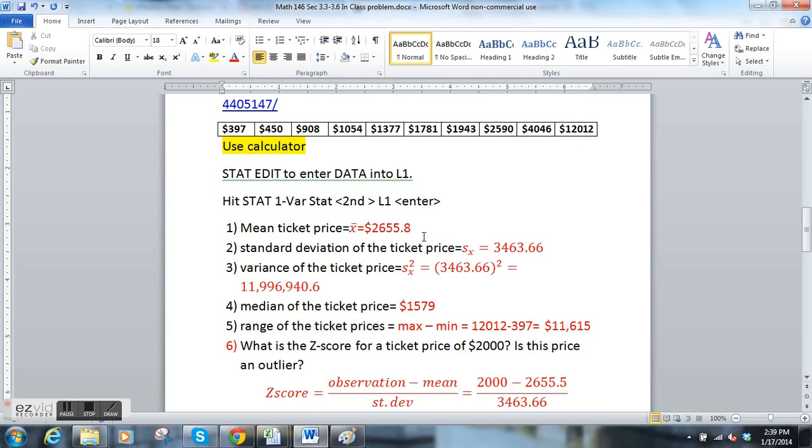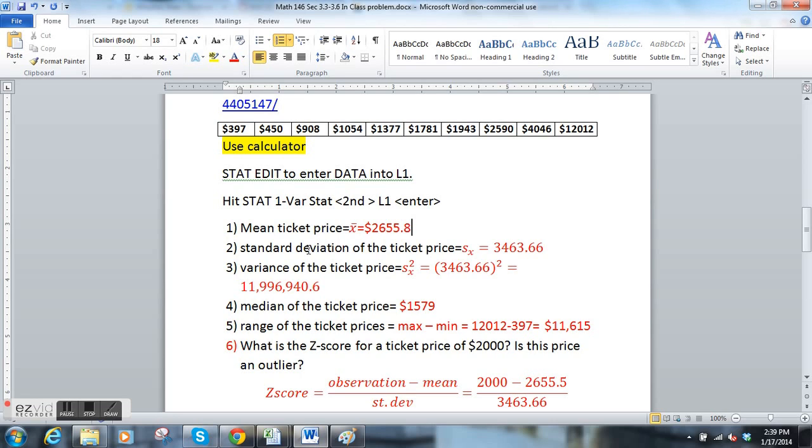So first one, the mean ticket price. This is a sample mean, so we use x bar, and the sample mean ticket price is $2,655.80. So again, you get that from your calculator, x bar.